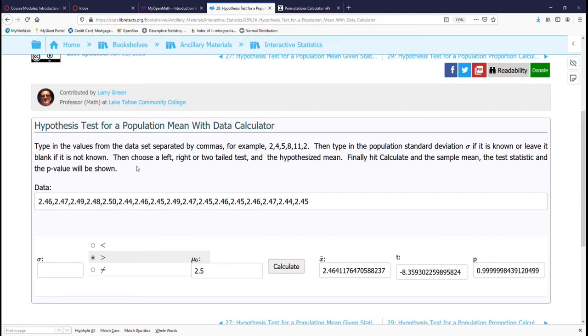Let's try the problem now on the computer. You want to make sure to select the calculator that says hypothesis test for a population mean with data. And in this case, we have a list of 17 pennies, so I'm going to enter the weights for the 17 pennies in the data here. Now our alternative hypothesis is the mean is less than 2.5, so we're going to click less and leave the population standard deviation blank because I don't know what that is. We'll click calculate, and our test statistic is negative 8.359, and our p-value is 1.56.